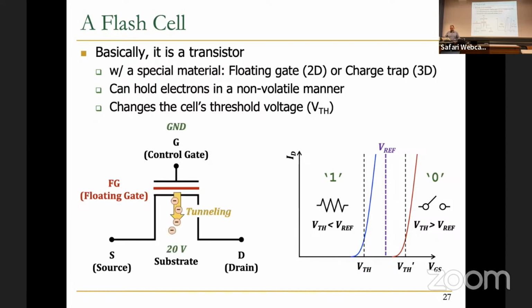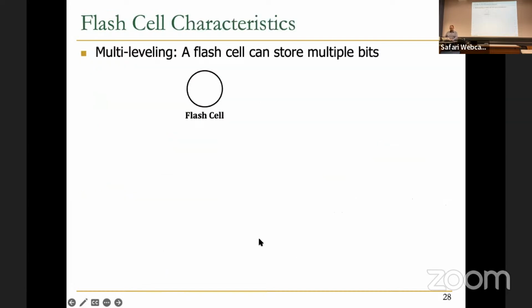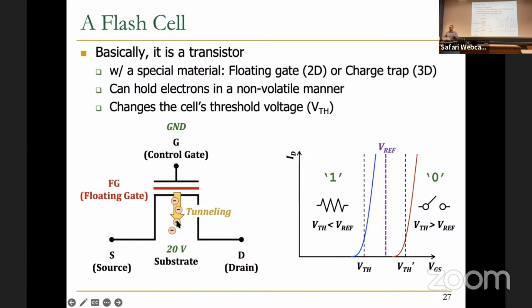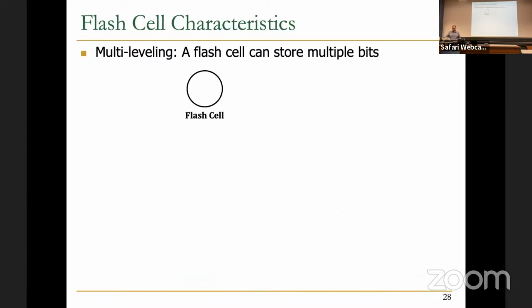Good. So in order to erase it, you need to apply negative voltage, like minus 20 volts, and that can tunnel electrons back to the substrate. And hopefully you can get your nominal threshold voltage. Okay, so let's see some of the flash cell characteristics.